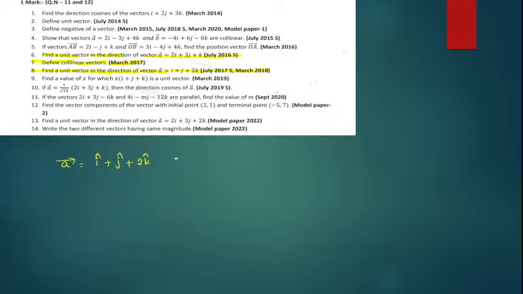This question was asked in 2017 as well as in 2018, for 1 mark. Before finding the unit vector, find the magnitude of the vector, that is the square root of 1 squared plus 1 squared plus 2 squared. Already you know how to find the magnitude of the given vector: simply square the i component, j component and k component, under the square root. So the square root of 1 plus 1 squared is again 1, 2 squared is 4. You will get root 6 units. So the magnitude of the given vector is root 6 units.